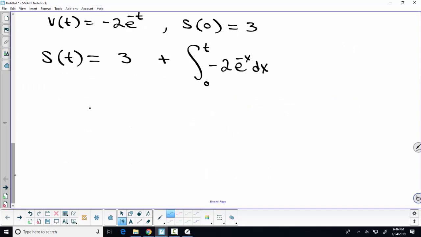All right, so we've got our 3 plus the antiderivative of this thing here. Say that again, sorry. 2e to the negative x. 2e to the negative x. Do y'all agree? Yeah. Okay. Evaluated from 0 to t.